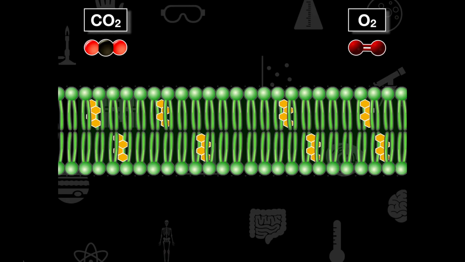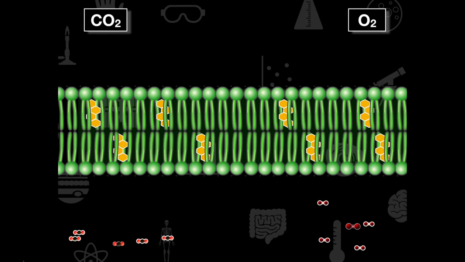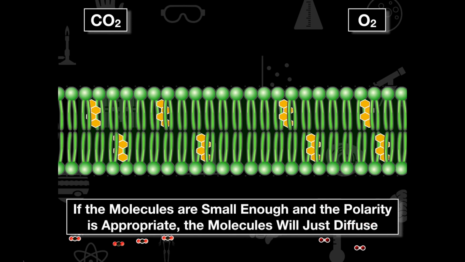Now, it's important to understand we don't have to have a protein channel for all molecules. Let's say we had carbon dioxide and oxygen molecules. They are actually small enough to go in between the phospholipids, and the polarity is consistent enough with the phospholipid bilayer to allow them to just diffuse through the membrane. So if the molecules are small enough and the polarity is appropriate, the molecules will just diffuse through the membrane. And we see this with oxygen and carbon dioxide.